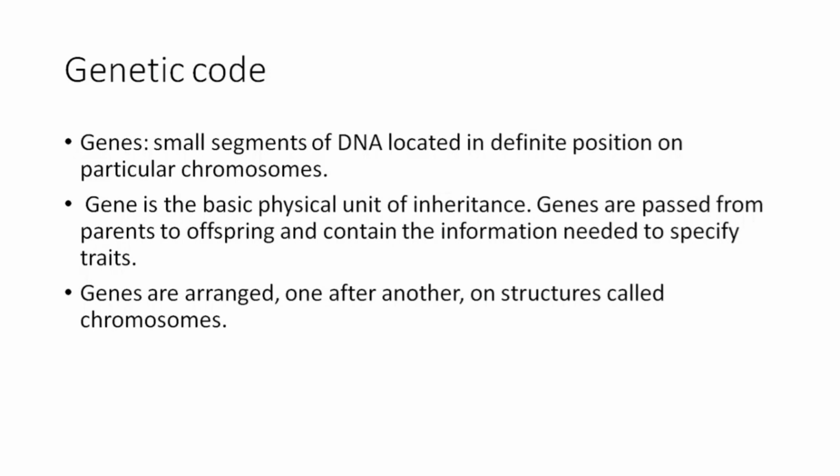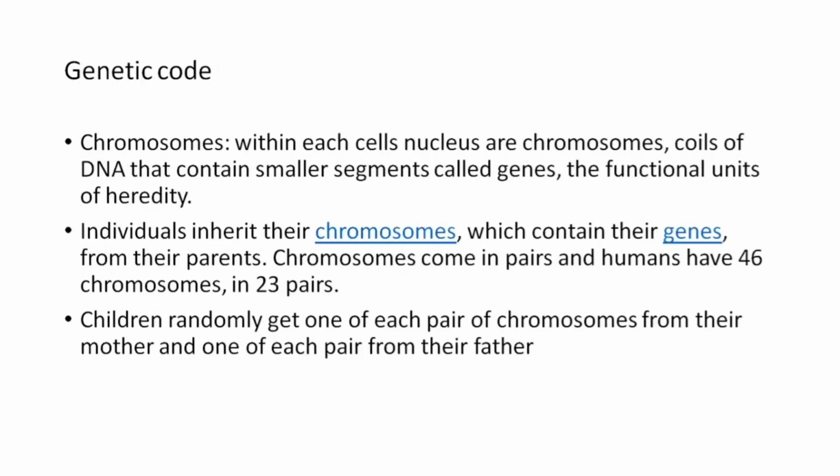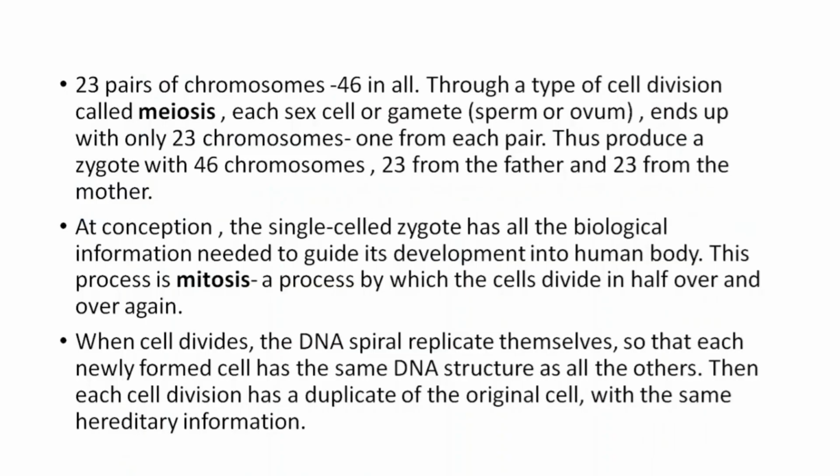Each gene is a small unit of DNA located in a definite position on its chromosome, and each gene contains the instructions for building a specific protein. A typical gene contains thousands of base pairs. The complete sequence of genes in the human body constitutes the human genome. The genome specifies the order in which genes are expressed or activated.